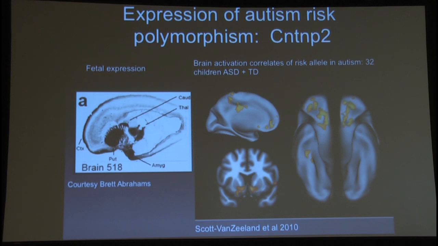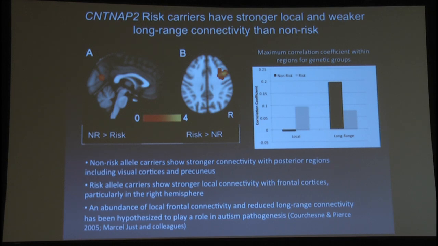So this is a gene that expresses in two of the regions that we know are important in autism, that we know to be impaired. When we looked at the connectivity between those areas of difference, we found a really interesting pattern. These are the risk, this is the non-risk, and this is the summary of it, the best way to look at it: when we look at local regions, there is more connectivity for risk gene carriers. And when we looked at long-range connections, there is less connectivity for risk gene carriers.